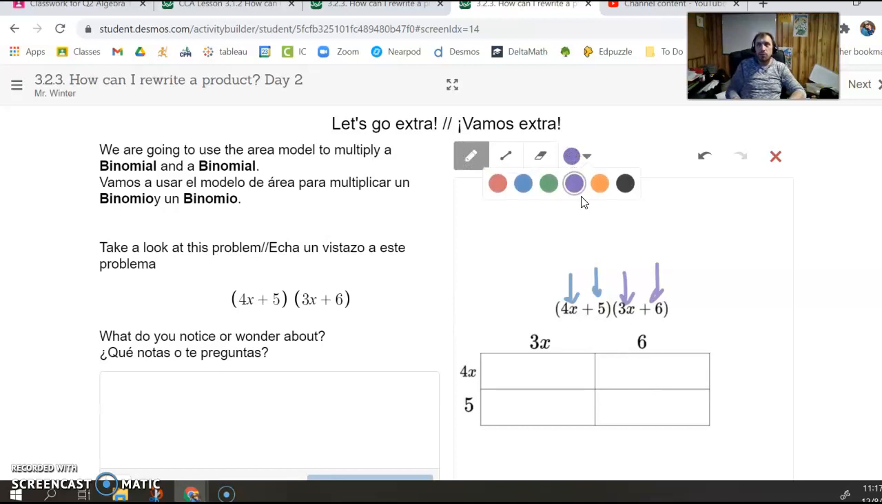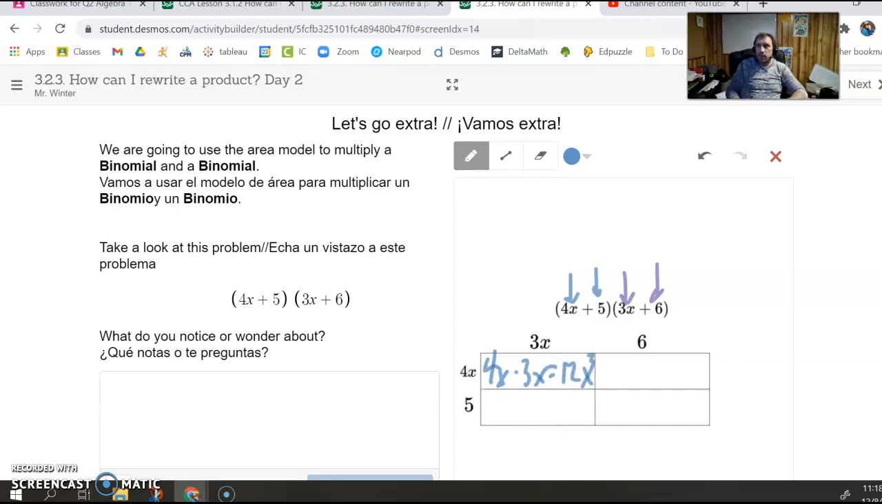And so let's multiply each box. 4x times 3x. 4 times 3 is 12. X times x is x squared. Okay? And if that's getting a little sloppy, just listen.